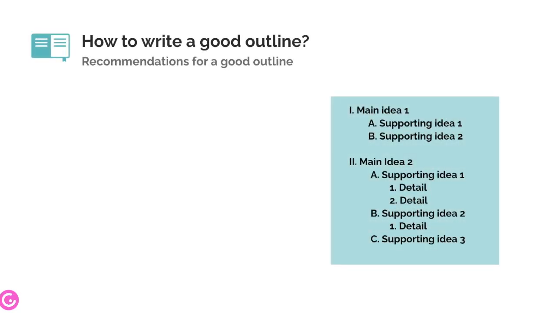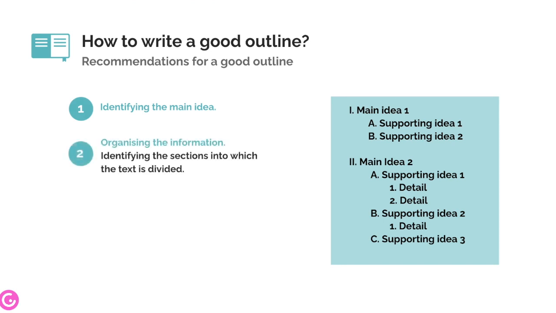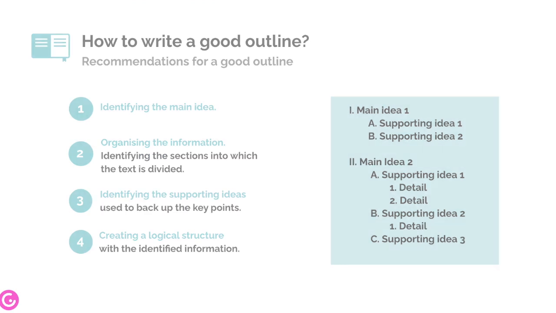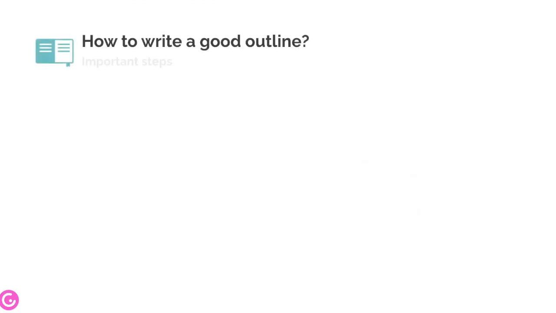First, you need to understand the original source and its main ideas. This will include identifying the main idea, organizing the information, identifying the sections into which the text is divided, identifying the supporting ideas used to back up the key points, and creating a logical structure with the identified information. There are some important steps for writing a good outline.